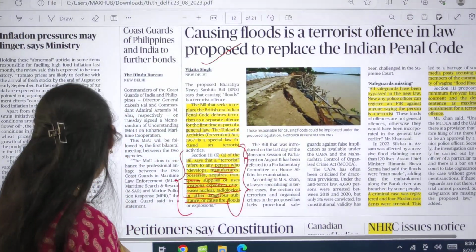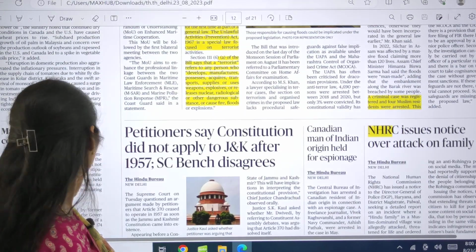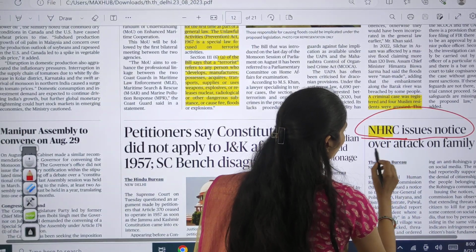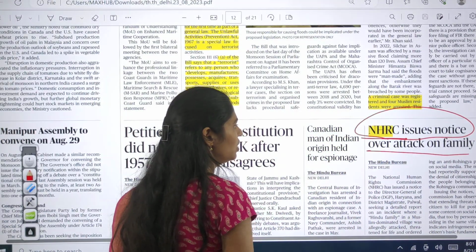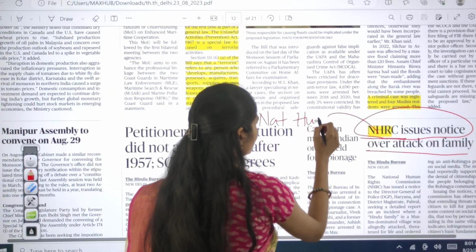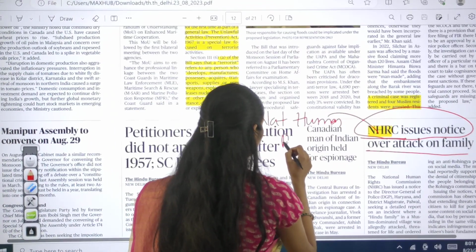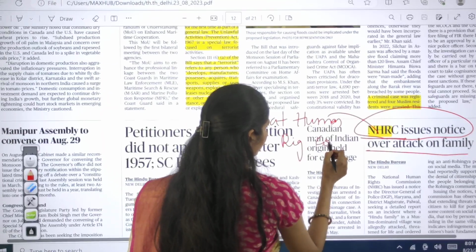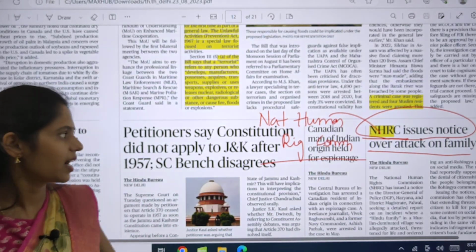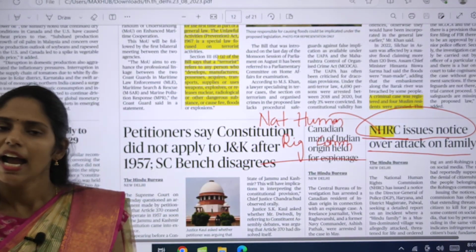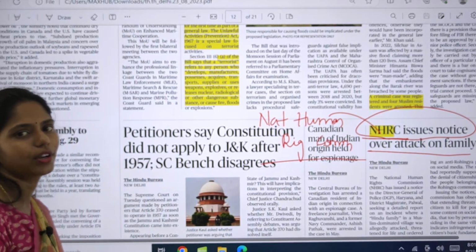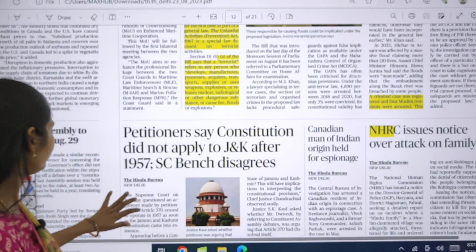That's it. And if you move on here, you can see one article regarding NHRC: NHRC issues notice over attack on family. This NHRC is nothing but the National Human Rights Commission. In your Lakshmikant, there is a separate chapter regarding the National Human Rights Commission as well as the State Human Rights Commission. So please go through that topic. That is very important from your prelims point of view.